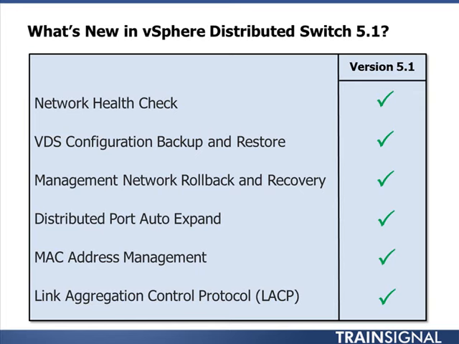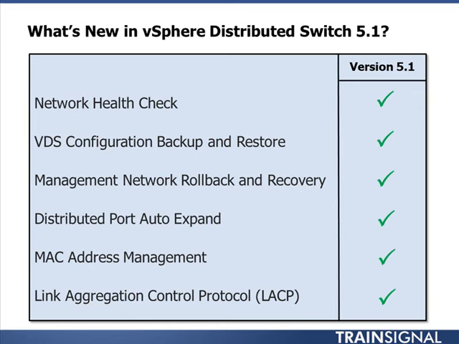But with vSphere 5.1, the management network rollback and recovery allows you to automatically roll back or recover the management network on a vSphere distributed switch. And the cool thing about it is that it's really automatic. It will detect a configuration change on the management network, and if it can't reach the vCenter server, it'll just automatically put that distributed switch configuration back to where it was before. Additionally, you have the option to reconfigure the management network of the vSphere distributed switch now through the direct console user interface on the console of an ESXi host.